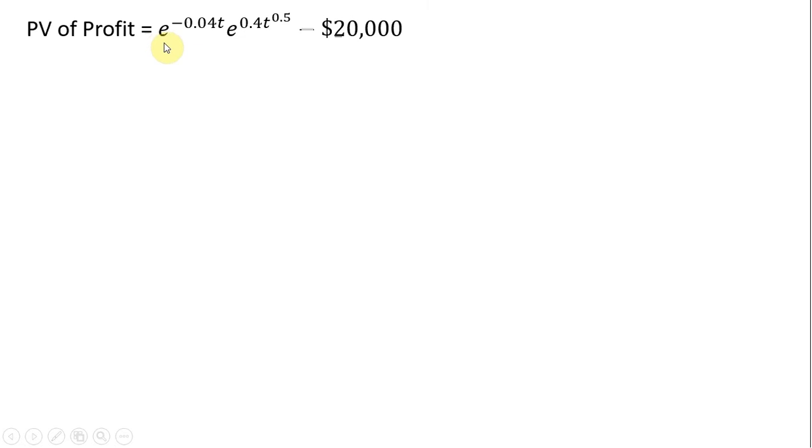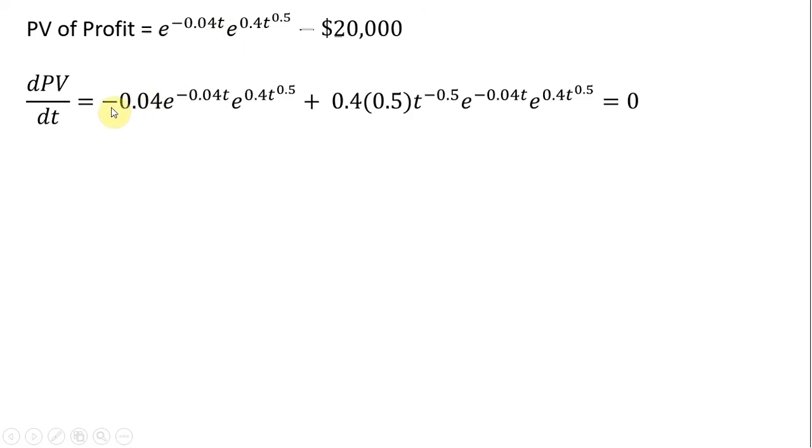Rewriting that equation, and now taking the derivative of that equation with respect to t, we get the following result, setting that derivative equal to 0. So we're going to take the derivative of minus 0.04t, and the derivative of that is just minus 0.04. That's what we have out in front there.